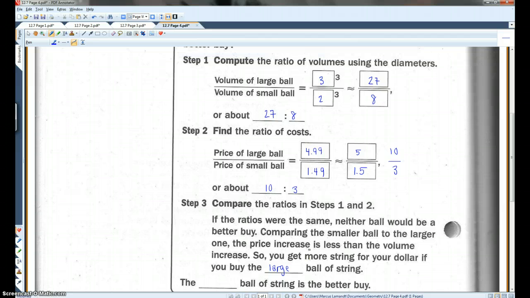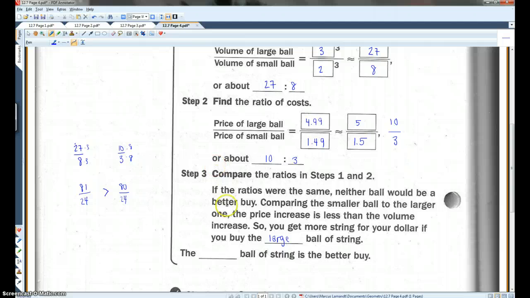Okay. And a better way of doing this, I wish they'd given us a little bit more room. The volumes have a ratio of 27 to 8. These have a ratio of about 10 to 3. Okay? If we were to try to get a common denominator here, let's say I multiply these by 3, I multiply these by 8. 27 times 3, that's 81. 81 over 24, and this is 80 over 24. Because this one is bigger than this one over here, you're actually getting more string for your dollar if you buy the large ball of string.